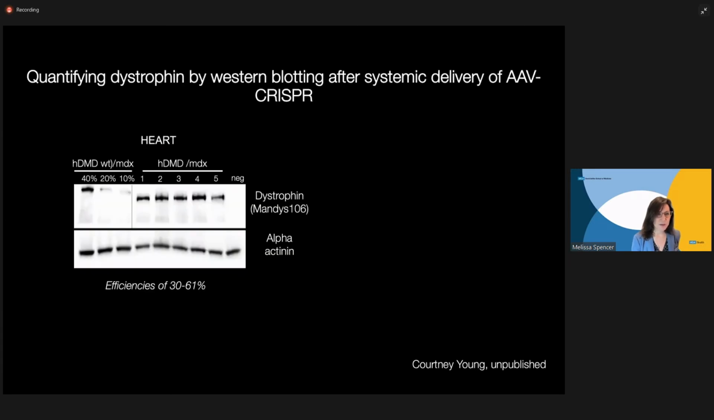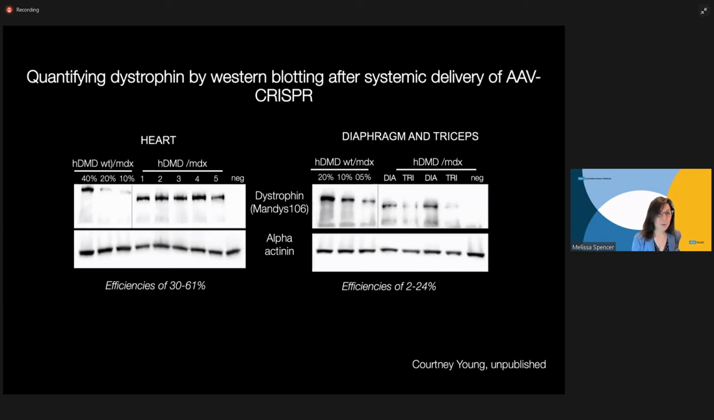And we've also done Western blotting to quantify the levels, using also a standard curve, which isn't very good right here. But this is a very large protein, very difficult to Western blot. You can see in the heart, in this case, we had about 60% dystrophin. And just to remind you, what the antisense oligos are giving is about 1% dystrophin.